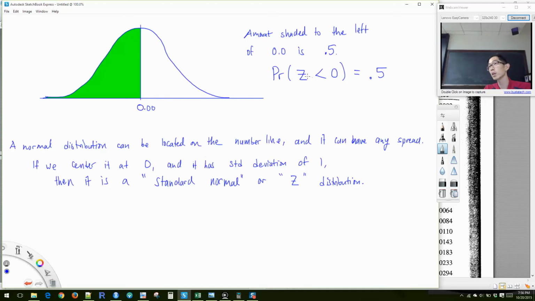Don't look at the table yet. I'm just asking conceptually, does this make sense? Our hill is centered at 0, so how much is shaded to the left of 0? The amount shaded is 0.5, okay?